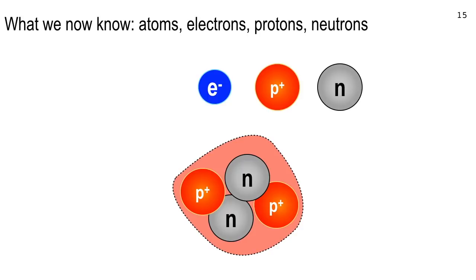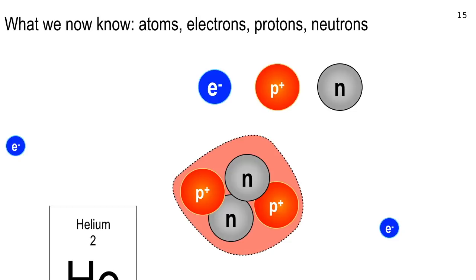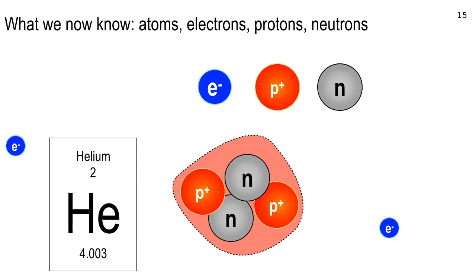So here's a nucleus, 2 protons, 2 neutrons. Here are some electrons, and the electrons orbit out there. We'll be talking about electron orbits. This is helium. The atomic number for helium is 2, which tells you how many protons are in the nucleus and how many electrons are in a neutral helium atom.